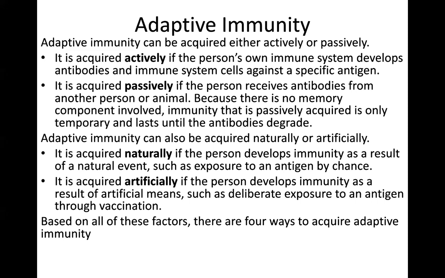If you acquire your immunity actively, it's because you're producing your own antibodies against that specific antigen. Okay. So we're developing our own antibodies and our own immune system cells. Whereas if it's acquired passively, it's where the antibodies are received from another person or another animal. And because there's no memory component involved, immunity that's passively acquired is only temporary, lasts until the antibodies degrade.